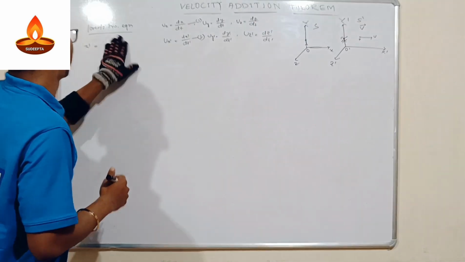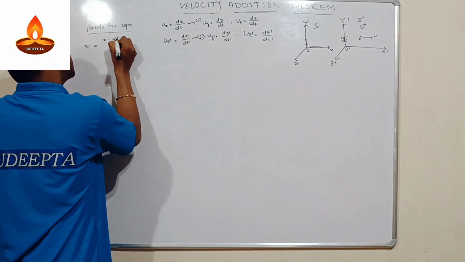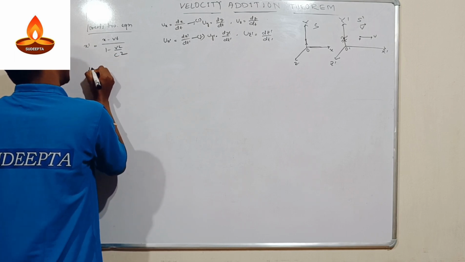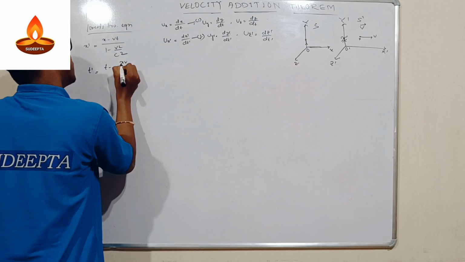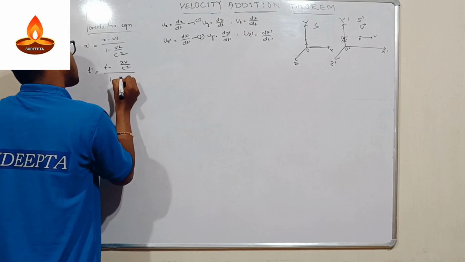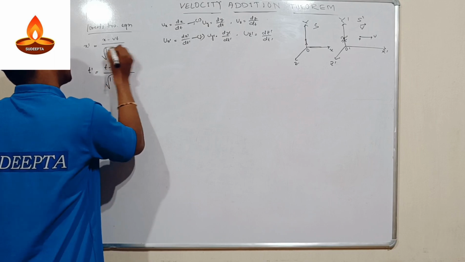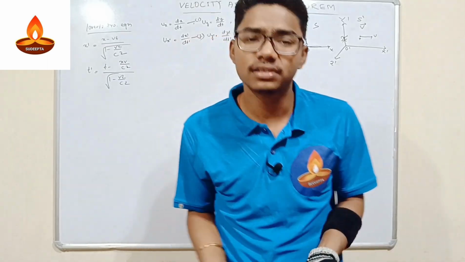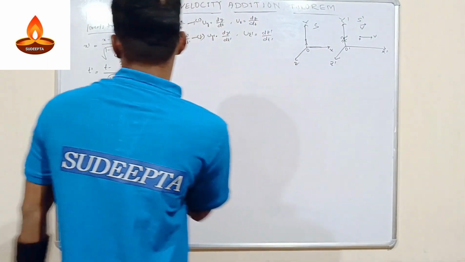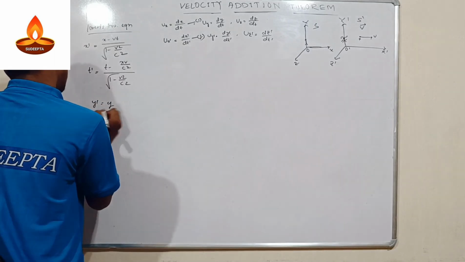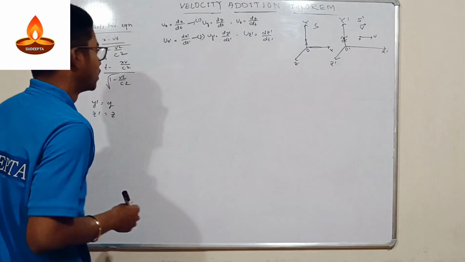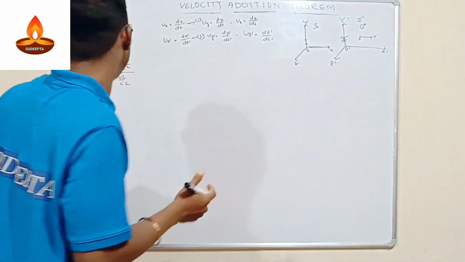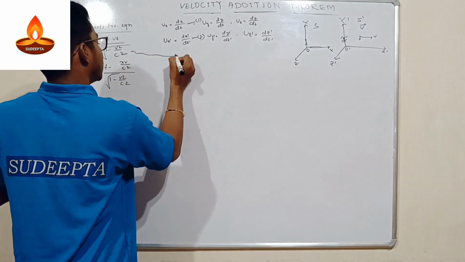x dash is equal to x minus bt upon root over 1 minus b square upon c square. Then t dash is equal to t minus xb upon c square, upon root over 1 minus b square upon c square. So this is the x dash and the t dash component. The y dash and z dash components are not there because the particle is moving along the x axis. That's why y dash will be y and z dash will be z.